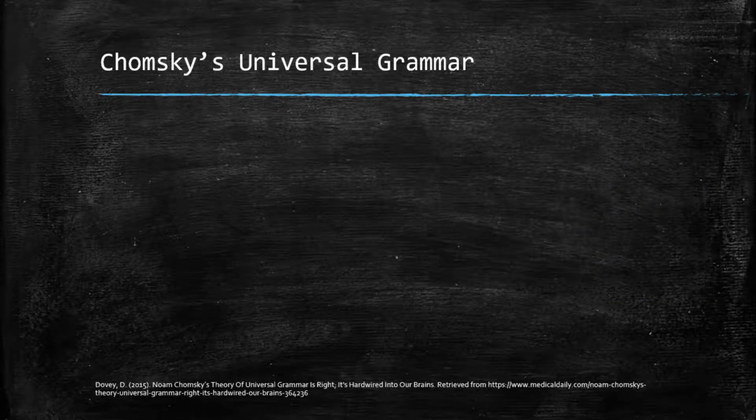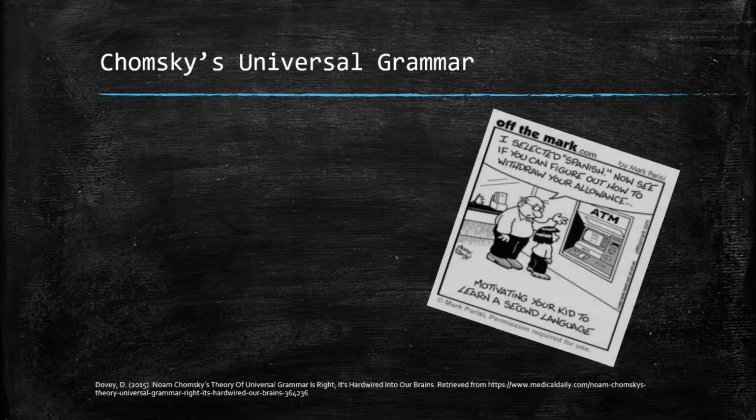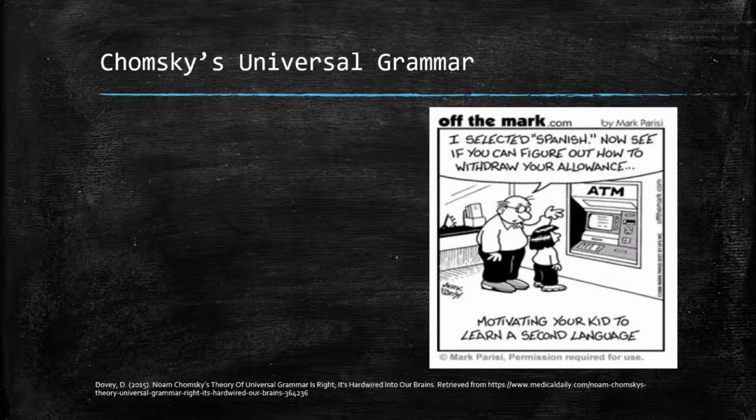Next, we're going to go to Chomsky's universal grammar. Dad says, hey, I selected Spanish. Now see if you can figure out how to withdraw your allowance from the ATM here. This is how you motivate your kid to learn a second language.